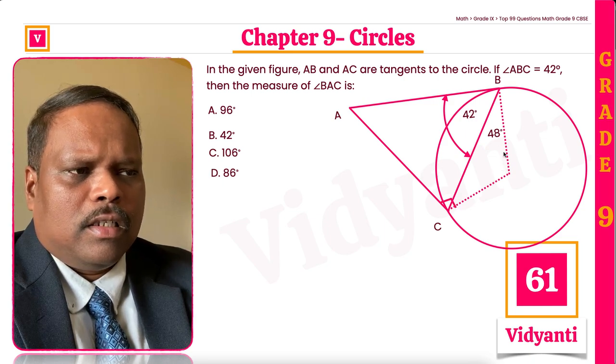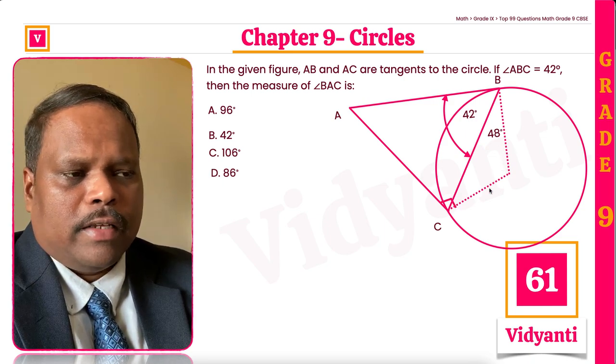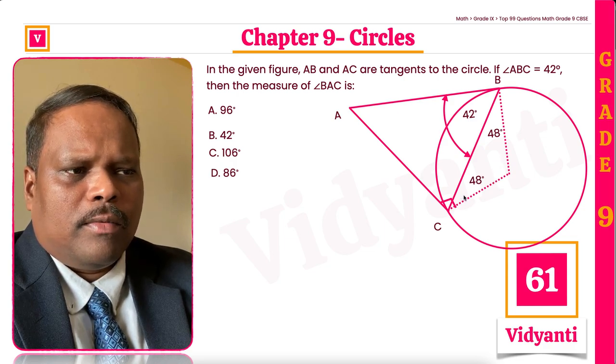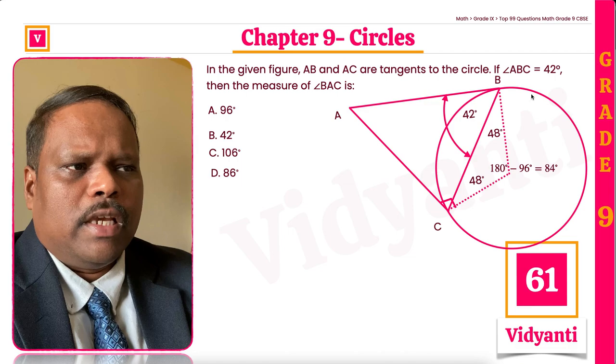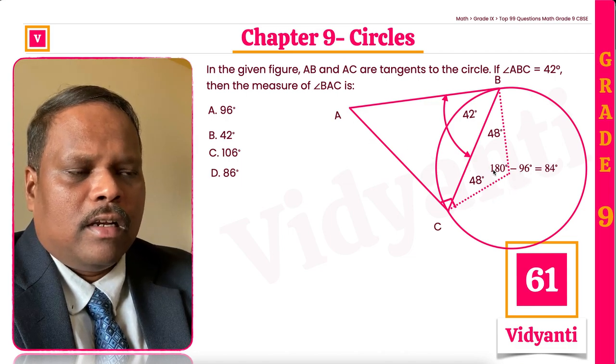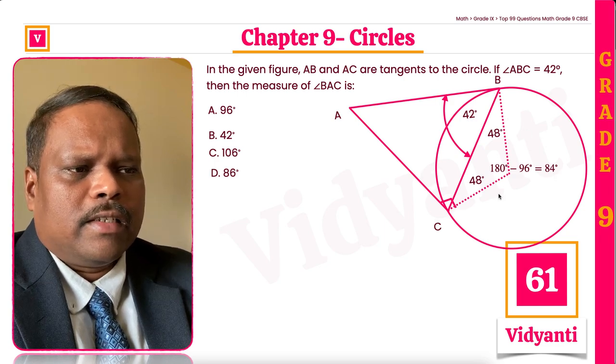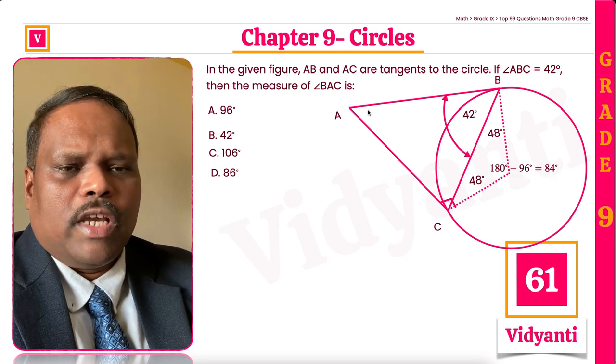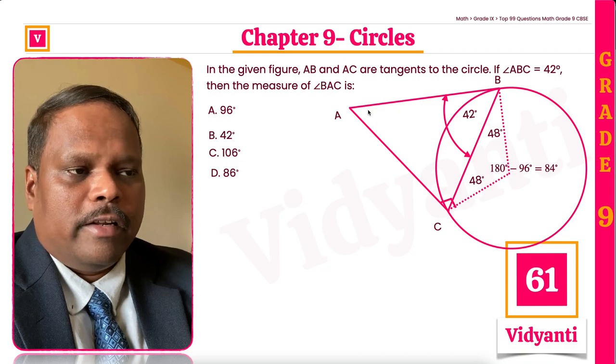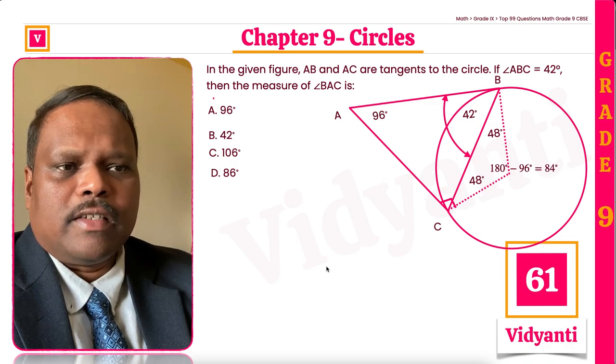And this and this are equal because both are radii. So this will be 48. From that we can calculate BAC, well, we have to calculate this angle. For that we will calculate this one, 84. Now this is 90, this is 90, this is 84. So we can subtract everything from 360 degrees, and that will give you 96 as your final answer.